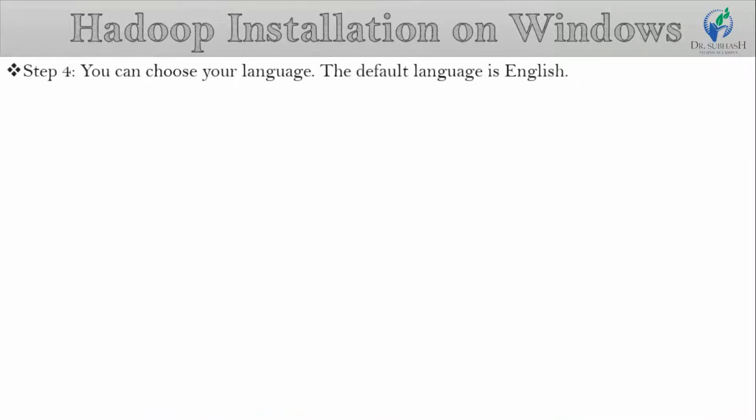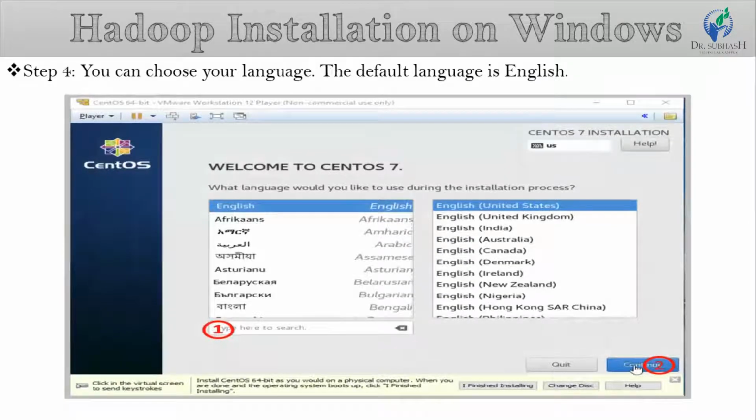Now in step 4, you can choose your language. The default language is English, and that is what I have selected. For that, in the first, if you want any other language to be selected, specify it. In second, click on continue. So this is step number 4.